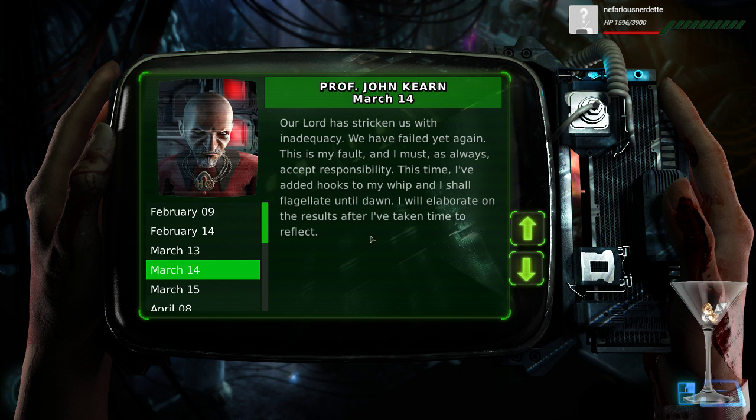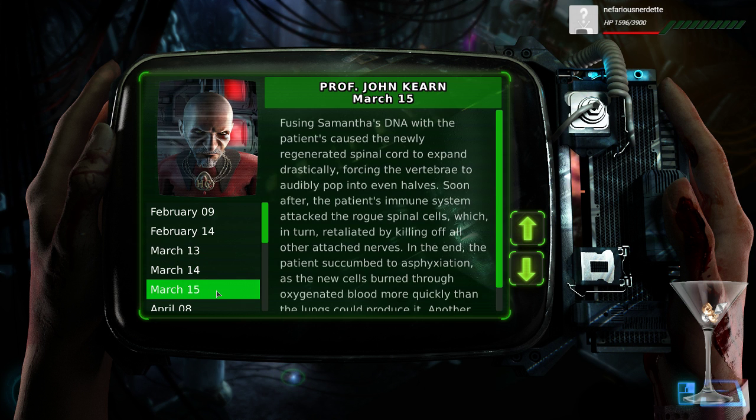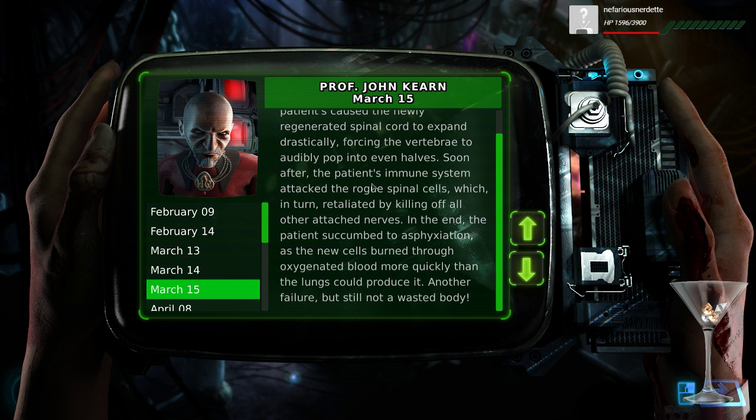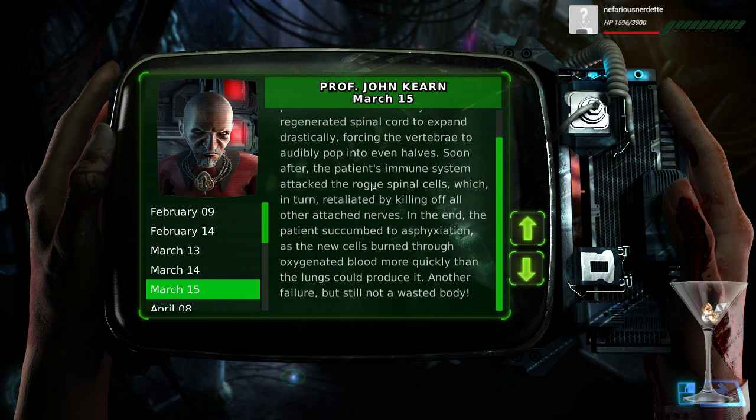I will elaborate on the results after I've taken time to reflect. March 15th. Fusing Samantha's DNA with the patient's caused the newly regenerated spinal cord to expand drastically, forcing the vertebrae to audibly pop into even halves. Soon after, the patient's immune system attacked the rogue spinal cells, which, in turn, retaliated by killing off all other attached nerves. In the end, the patient succumbed to asphyxiation, as the new cells burned through oxygenated blood more quickly than the lungs could produce it. Another failure, but still not a wasted body.